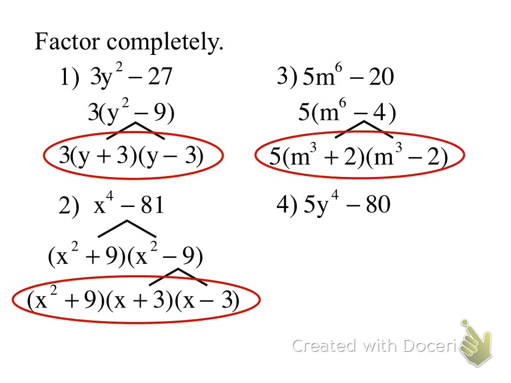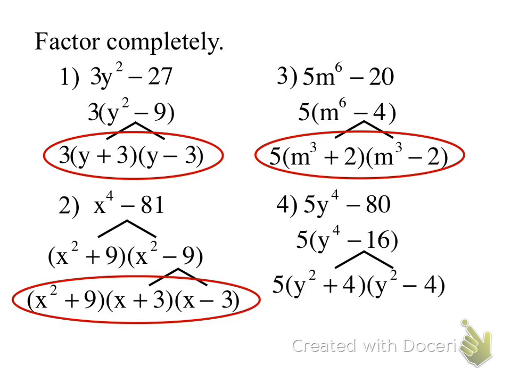Next one, what am I doing? You can factor out a GCF of 5. Call it what it is. Then factor the difference of squares. What am I left with? 5 times the quantity of y squared minus 4 times the quantity of y squared plus 4. Good. Are we done? No, because we're left with another difference of squares.